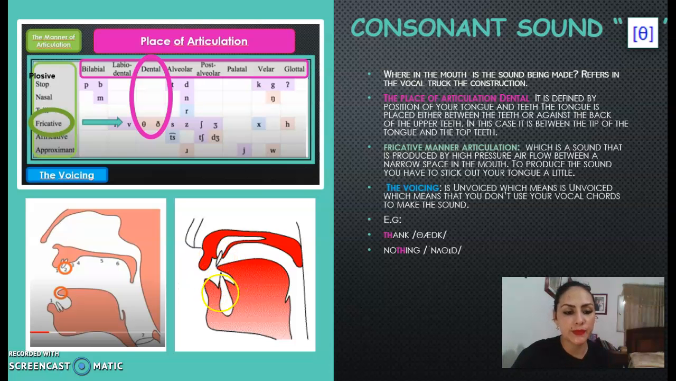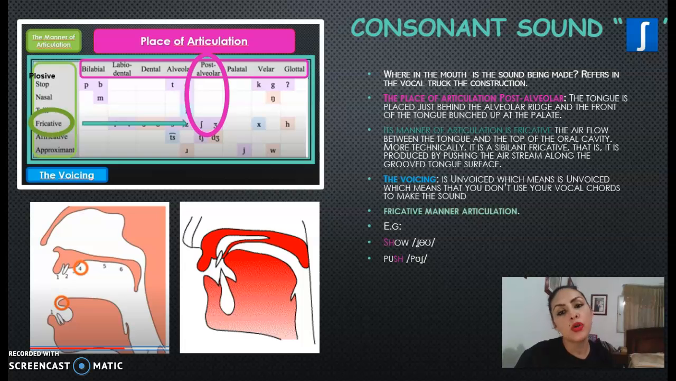And the next consonant sound is sh. Where in the mouth is the sound being made, referring to the vocal tract constriction? The place of articulation is post-alveolar. The tongue is placed just behind the alveolar ridge, and the front of the tongue is raised toward the palate. And the manner of articulation is fricative.